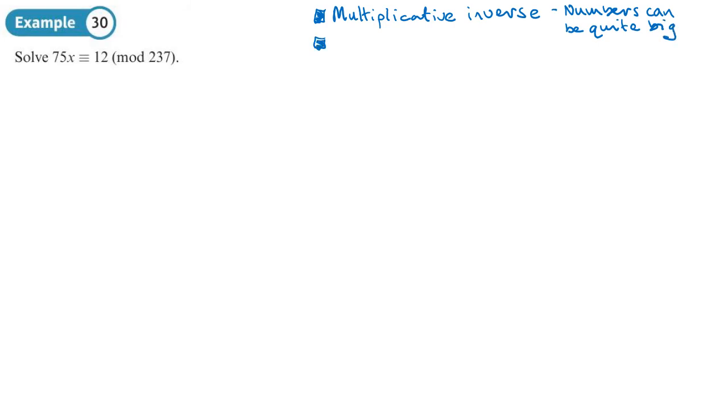The other method is that we simplify it first and then find the multiplicative inverse. I'll just put that up there. The advantage is that the numbers will be smaller to deal with, so you can probably do the arithmetic in your head. I suppose the disadvantage is you've got to simplify it first. So I'm going to use the method where I simplify it first.